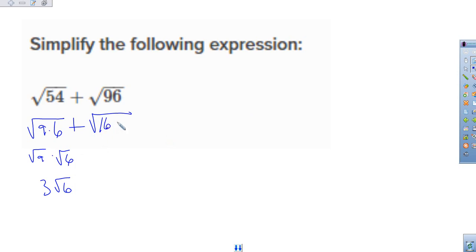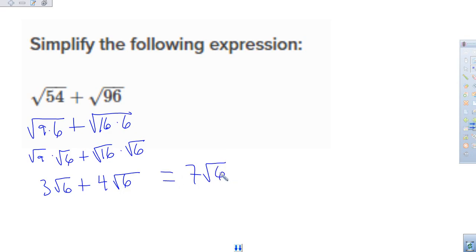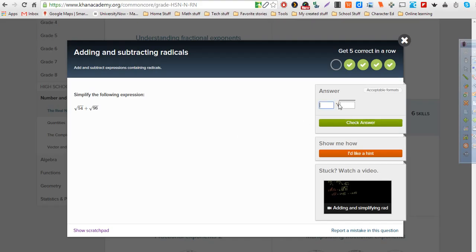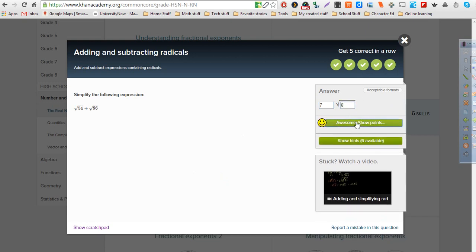So 16 times 6, and that's equal to root 16 times root 6. And root 16 I know is a perfect square, so that's 4 root 6. So 3 root 6 plus 4 root 6 equals 7 root 6. And I'm not even going to check that in the calculator. I know that that's correct. So 7 root 6. And that's how that's done.